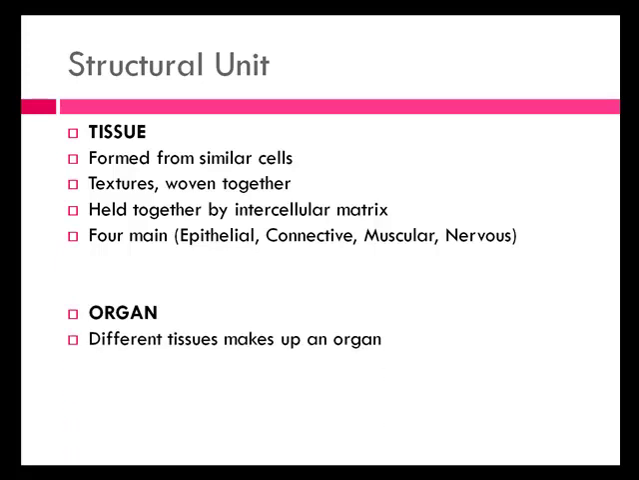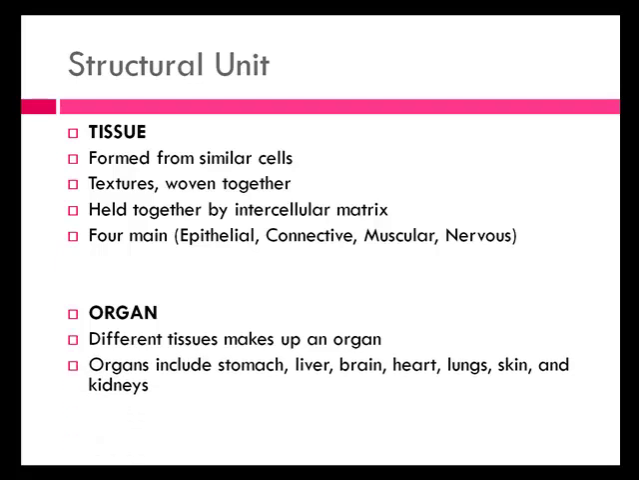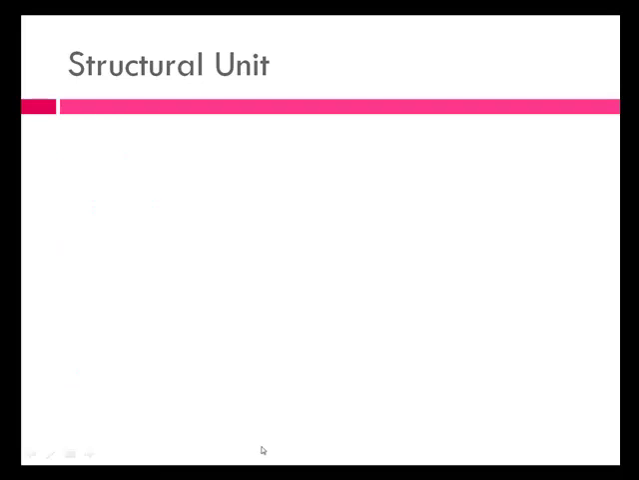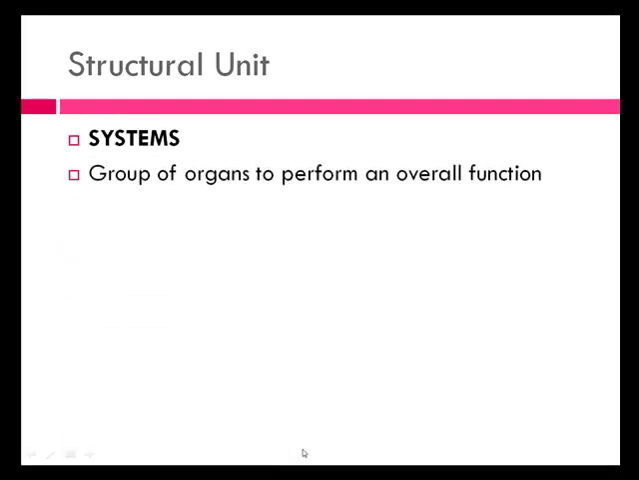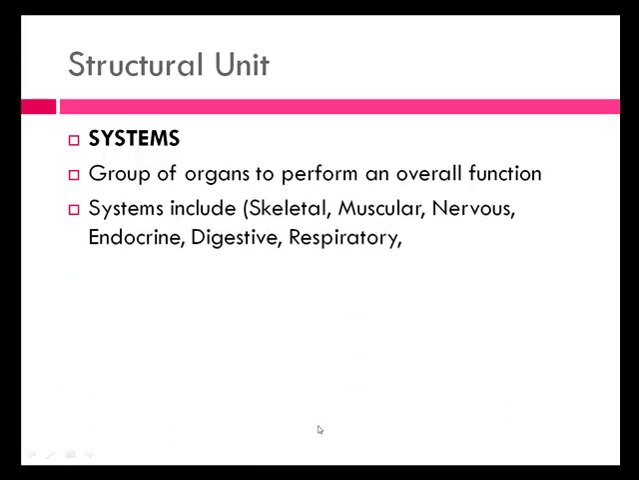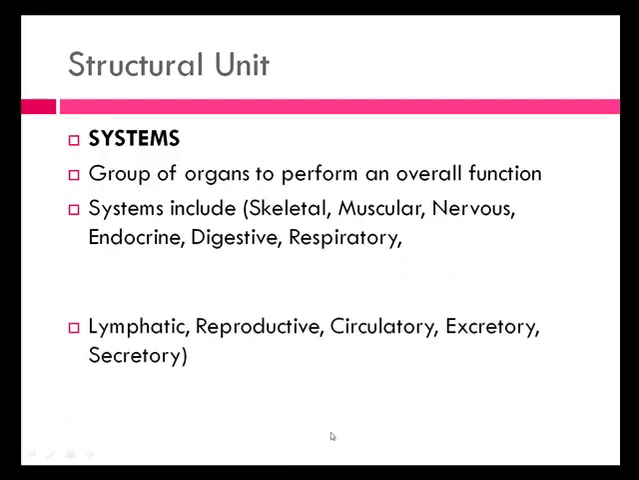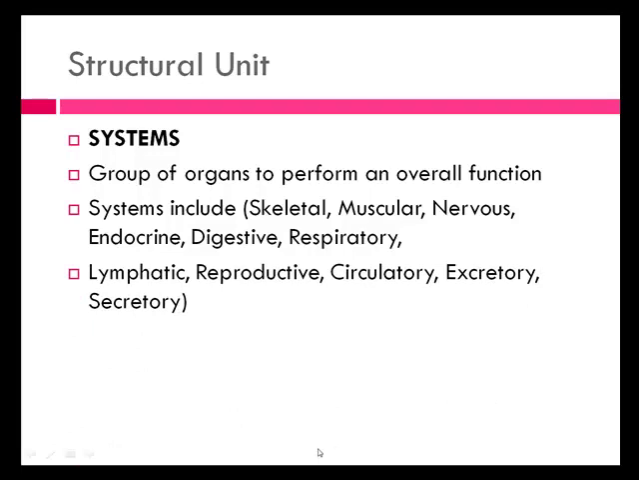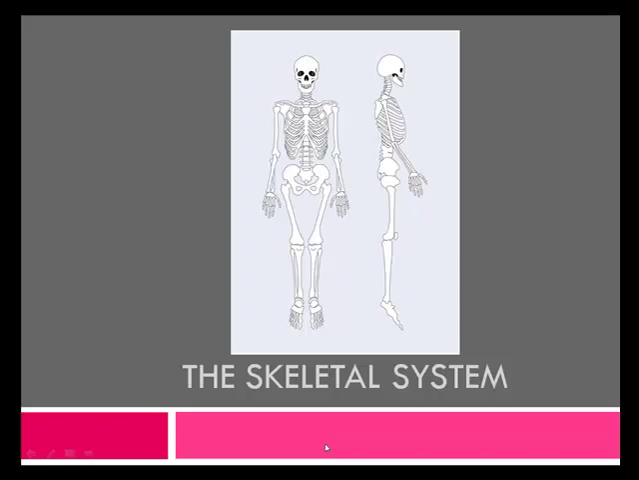Organs. Different tissues make up organs. Organs include the stomach, liver, brain, heart, lungs, skin, and kidneys. And systems are a group of organs that perform an overall function. Systems include the skeletal, muscle, nervous, endocrine, digestive, respiratory, lymphatic, reproductive, circulatory, excretory, and secretory. A total of 11 systems.